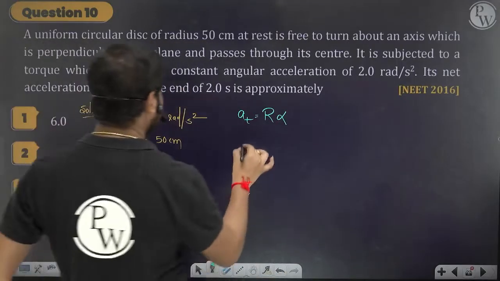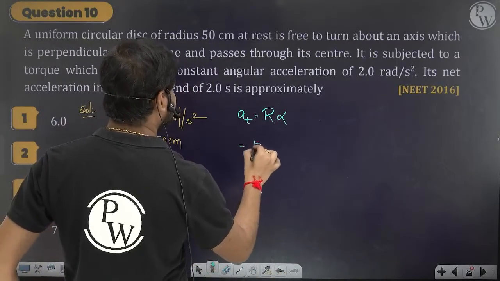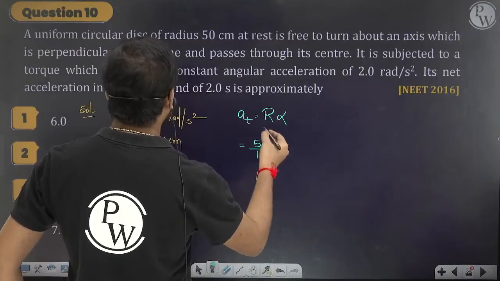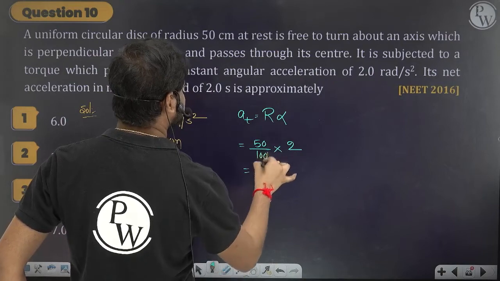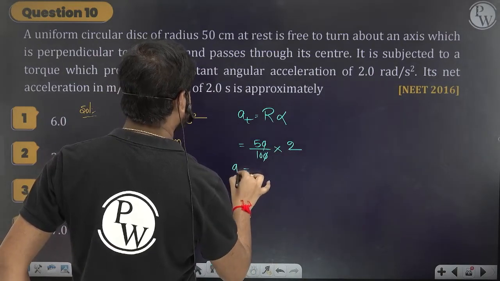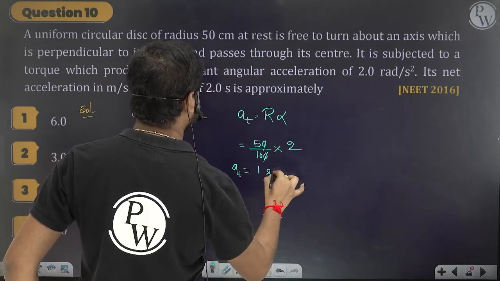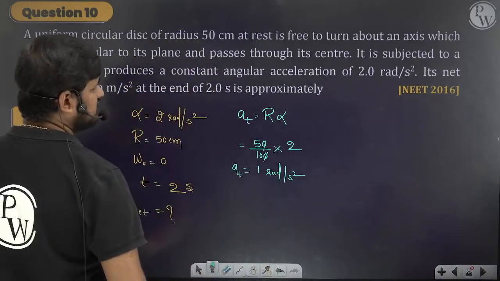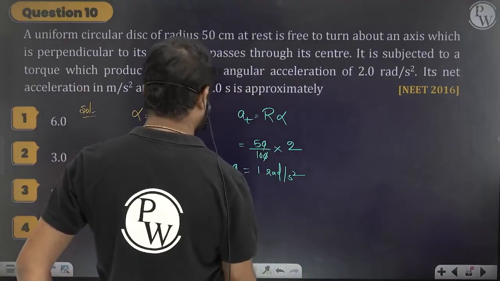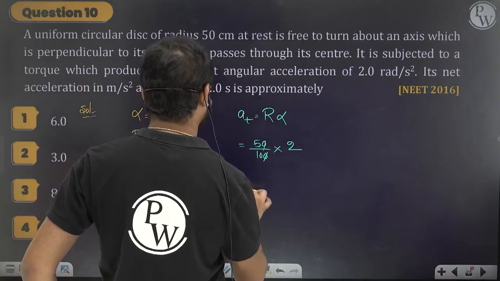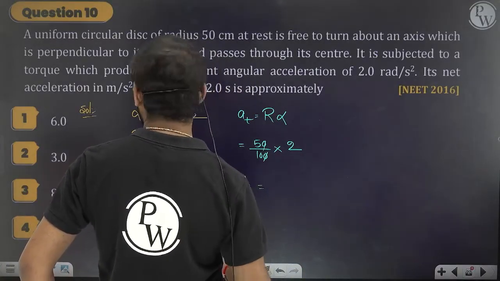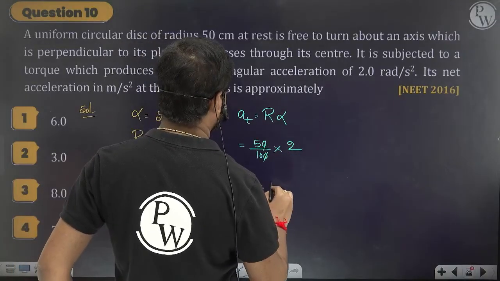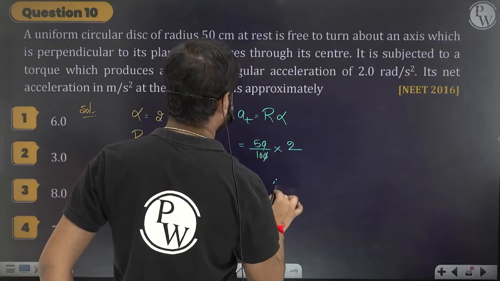So what is r here? R is 50 centimeters converted to meters, so 50 by 100, into alpha, which is 2. So here the zeros cancel, and 2 by 2, so AT is equal to 1 radian per second square. Right? So we need it in meter per second square only, no? Okay, so let it be.